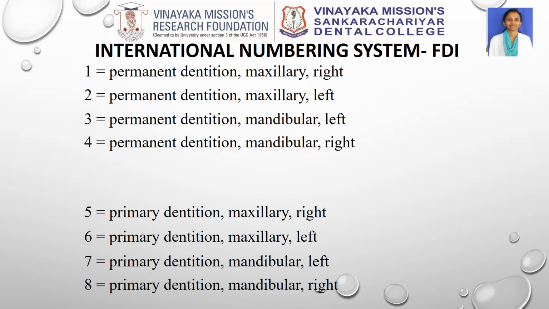And this is the quadrant number. 1 is the maxillary right permanent dentition, and 2 is the maxillary left permanent dentition. 3 represents the mandibular left permanent dentition, and 4 represents the mandibular right permanent dentition. 5 represents the maxillary right primary dentition. 6 represents the maxillary left primary dentition. 7 represents the mandibular left primary dentition, and 8 represents the mandibular right primary dentition. This is the first number of FDI.